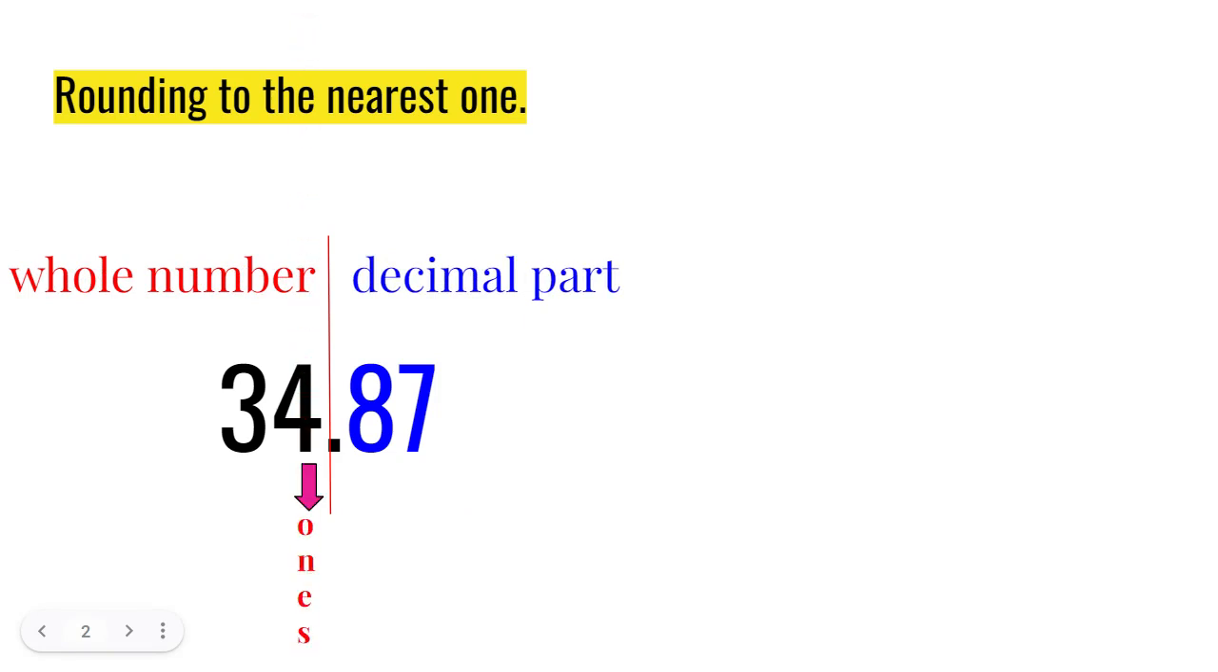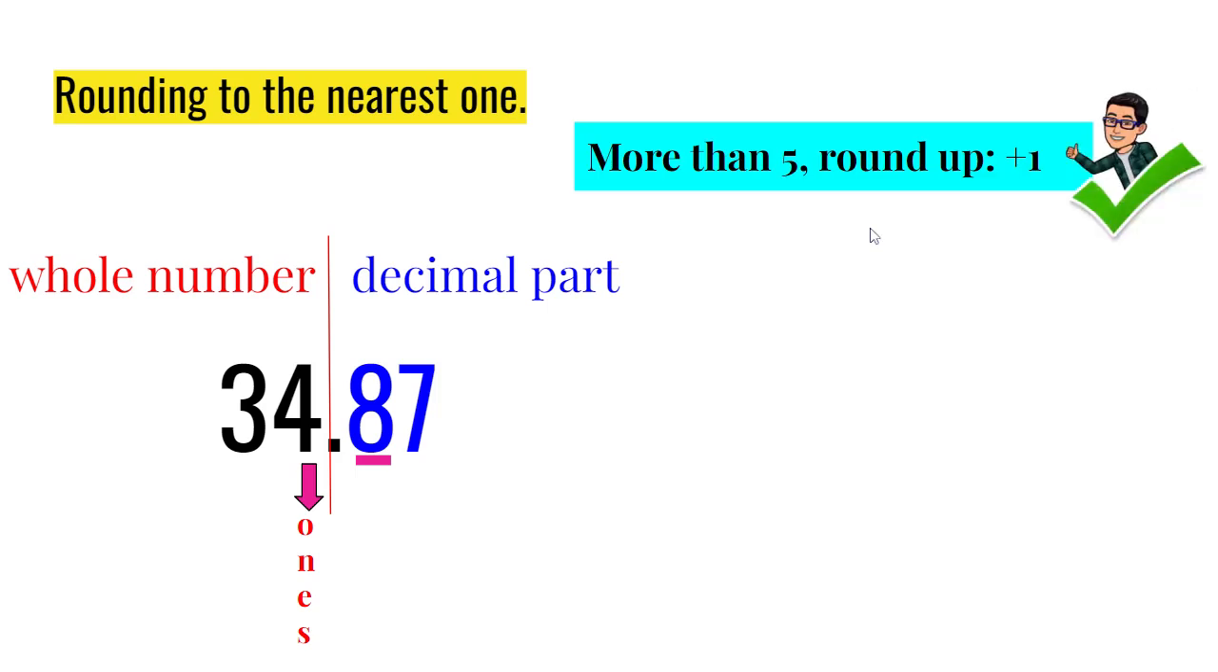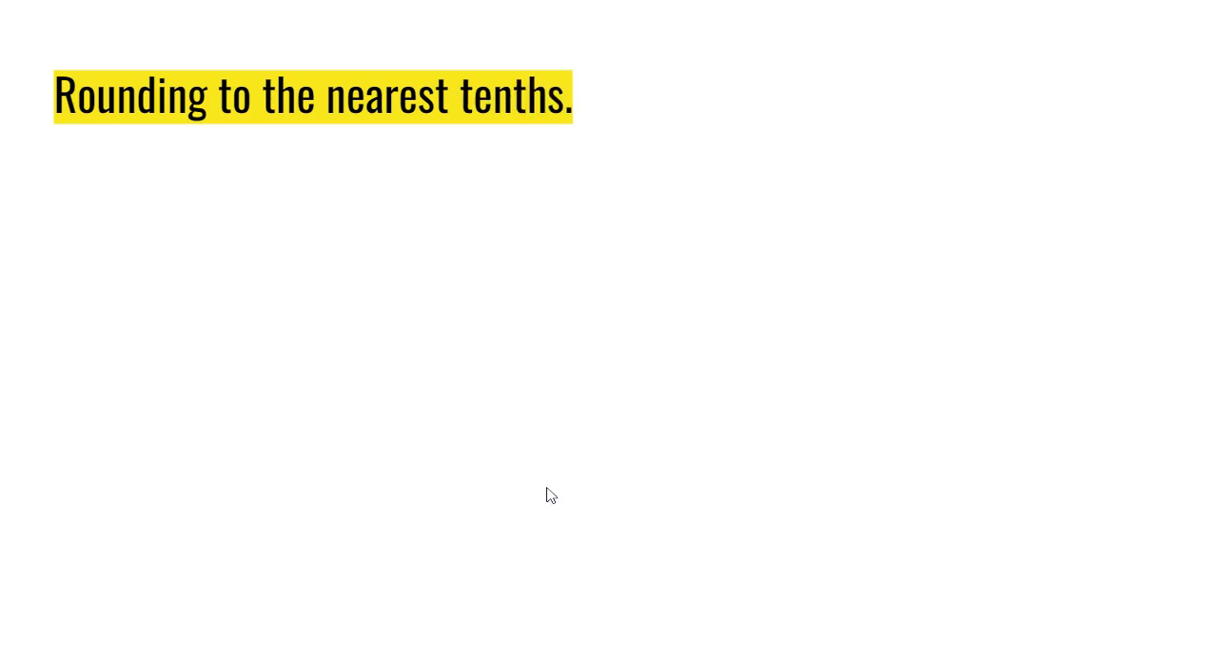So the number 4 is in the ones place. The neighbor is the number 8. The neighbor is a number to the right, okay? And the rule says more than 5 round up plus 1. It means that number 4 will be rounded up to 5. So the new rounded number is 35. So simple, so easy. Let's see another example.